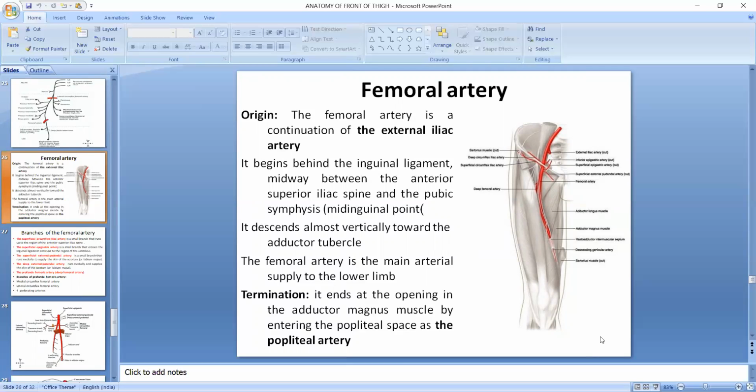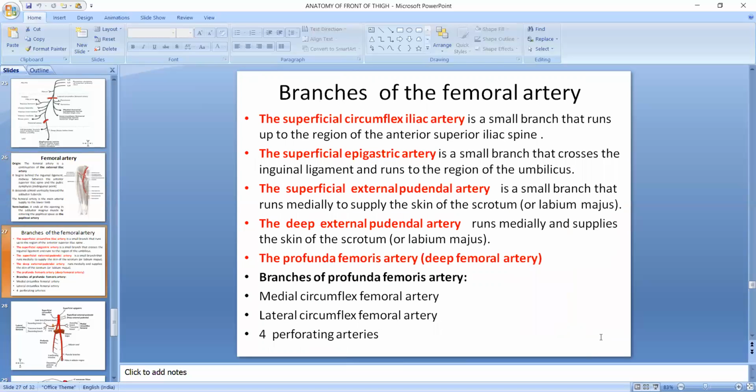It should be remembered. Termination: it ends at the opening in the adductor magnus muscle by entering the popliteal space as the popliteal artery. Now we are discussing the numerous branches of the femoral artery. We are discussing these one by one.